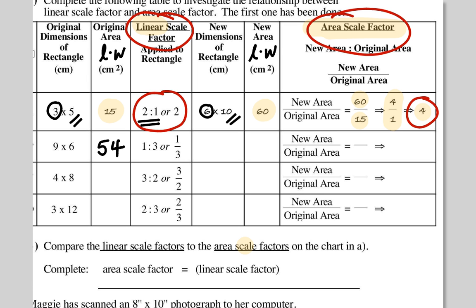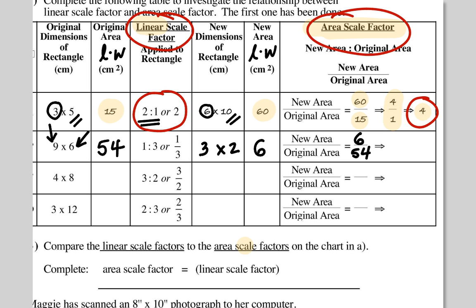So we need to take 9 and 6 and scale them by 1/3. So what does 9 become? Good. Divide by 3, or times by 1/3. What does 6 become? That new area is 6. Put 6, the new thing, on top of the old thing. And then that's 6 and 54.